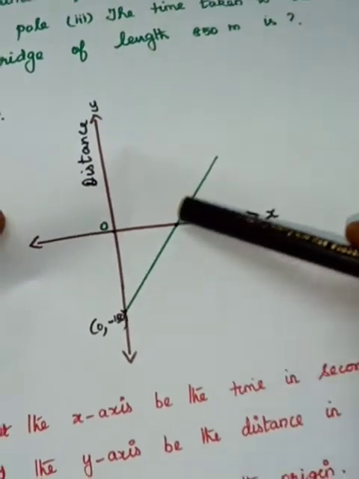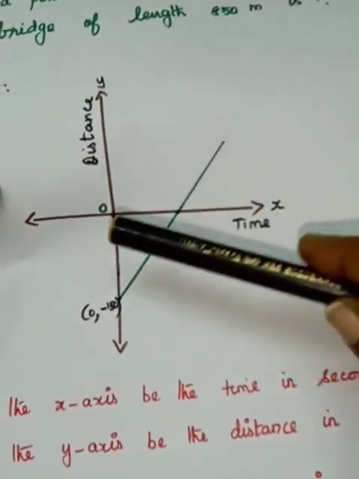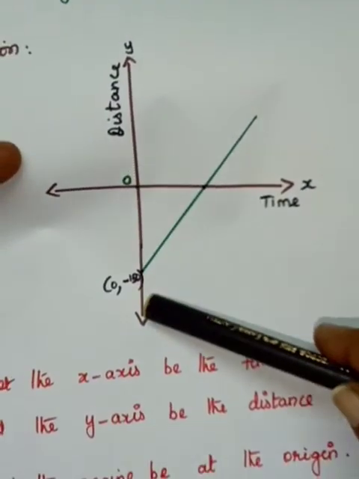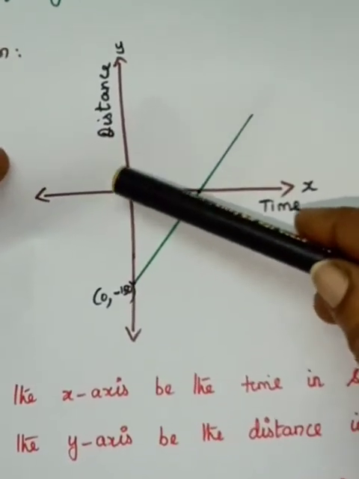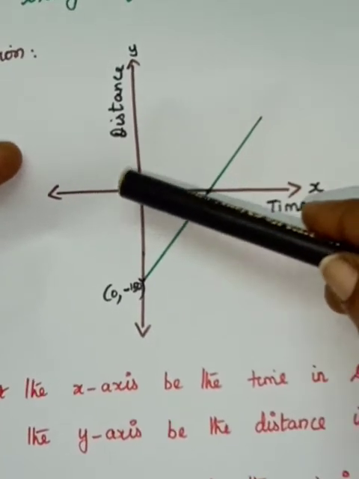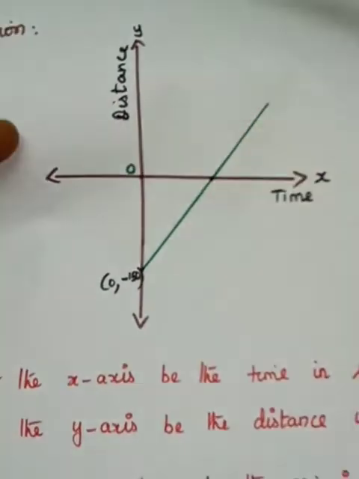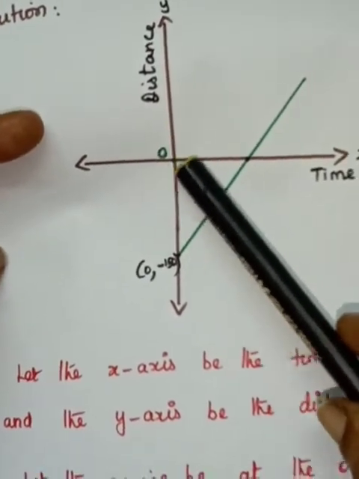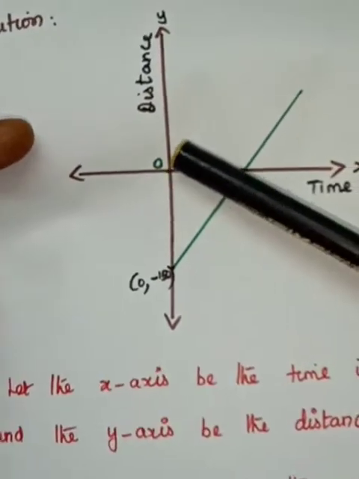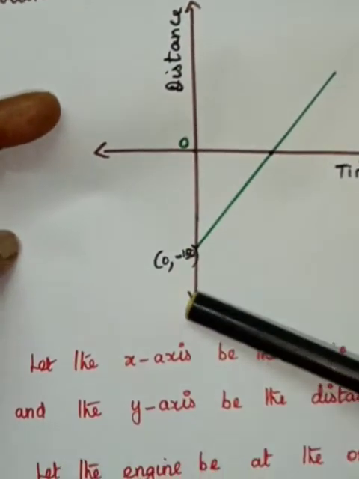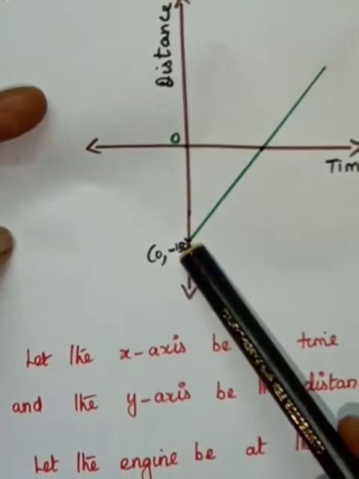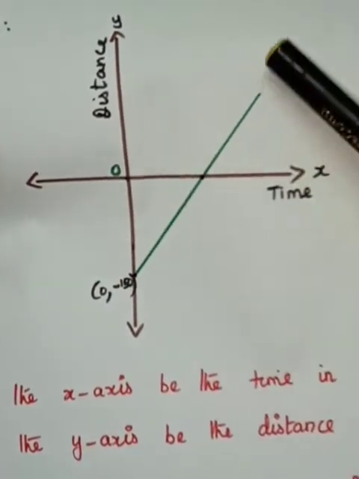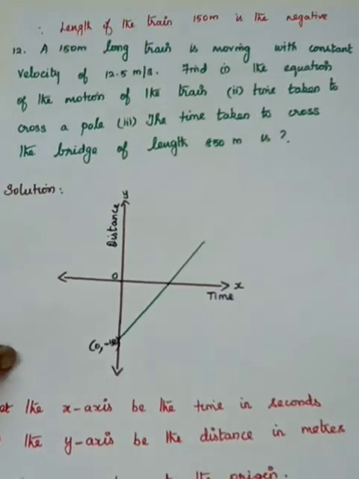Here I have drawn as a straight line. In this way it will move. So engine is at the origin. So the 150 length is in the negative side of y-axis. We may change. So the tail of the train may be at the origin, and according to that you can write. Okay, but here I have taken the engine of the train is at the origin. So the tail will be in the negative side of y-axis. So that's why I have marked the point 0, minus 150. The y-intercept is negative. And this is the equation of the motion of the train. Okay, it's a straight line.